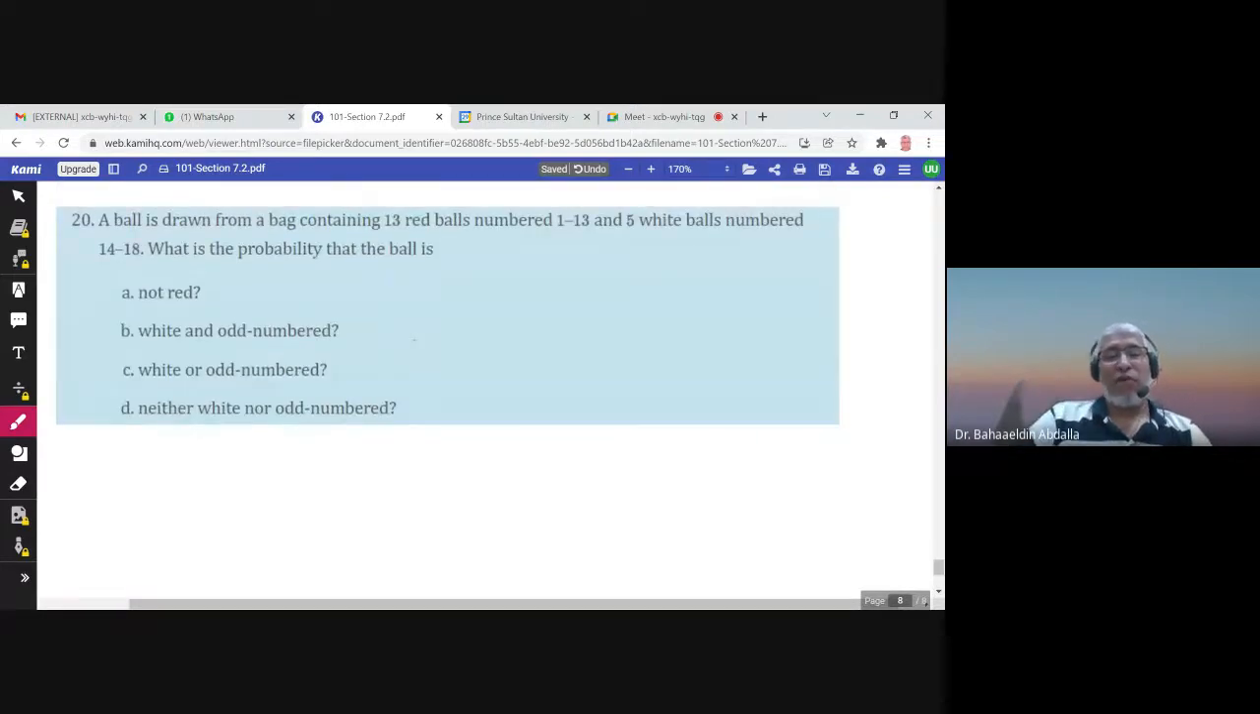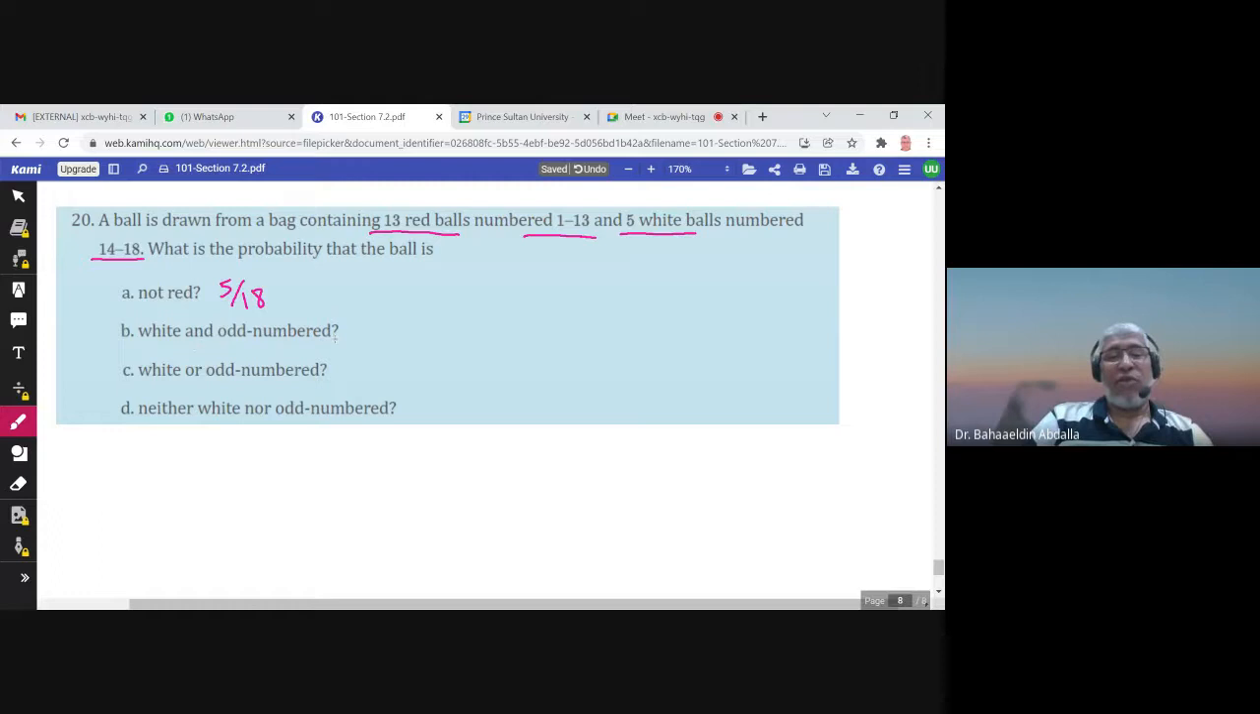A ball is drawn from a bag containing 13 red, numbered from 1 to 13, and 5 white, numbered from 14 to 18. What is the probability that the ball is not red? How many red? 13. How many not red? 5. So it's 5 over 18, the total number of balls.